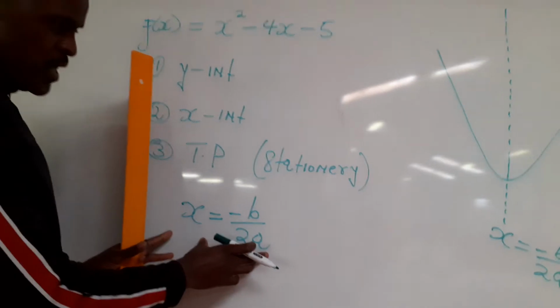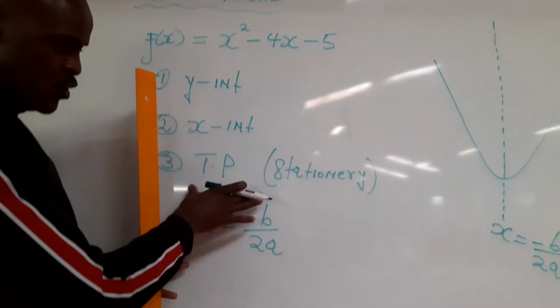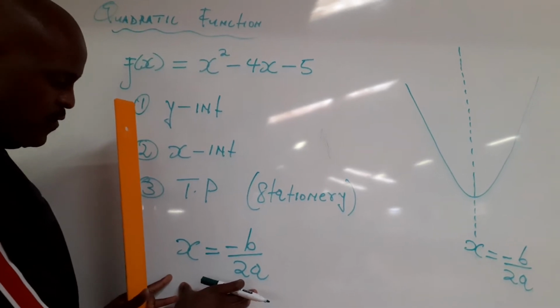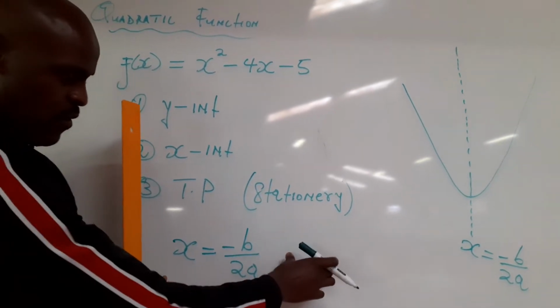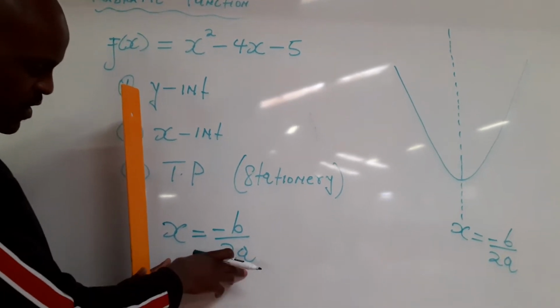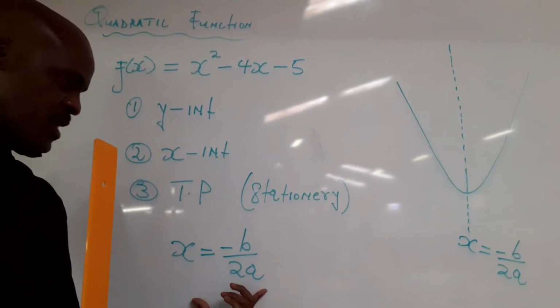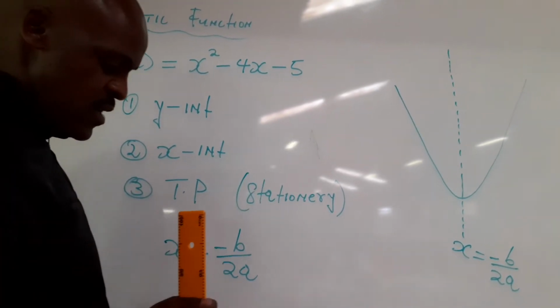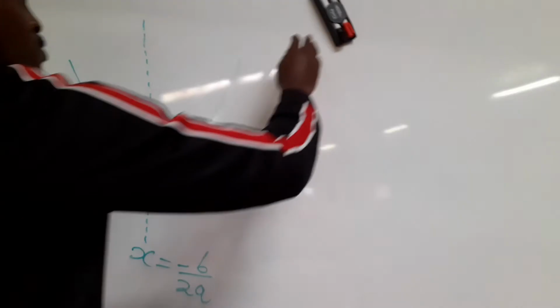And then, because we are talking about the stationary point, it must have 2 values: the value of x and the value of y. So this is the value of x. After finding the value of x, you take this x value into the original equation to find the y value at the turning point. Let's see how to do all this.